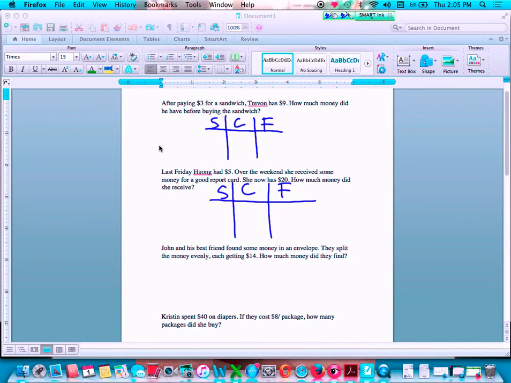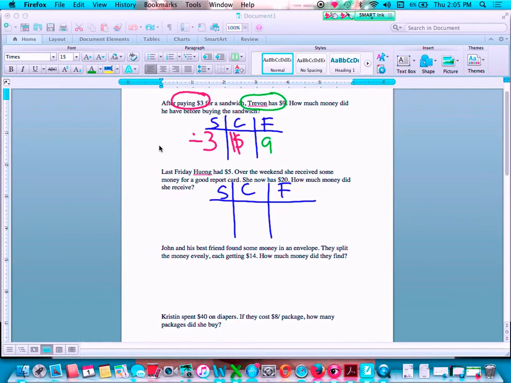So it says, after paying $3 for a sandwich, Trayvon had $9. How much money did he have before he bought the sandwich? Okay, so he finished with $9. That's how much he had after. Okay, the information we need to find out now is what did he start with, or what's the information we can start with? Well, we know he paid $3. So paying means that you subtract there. So we're going to subtract 3, and we're trying to find out how much money he had to begin with.